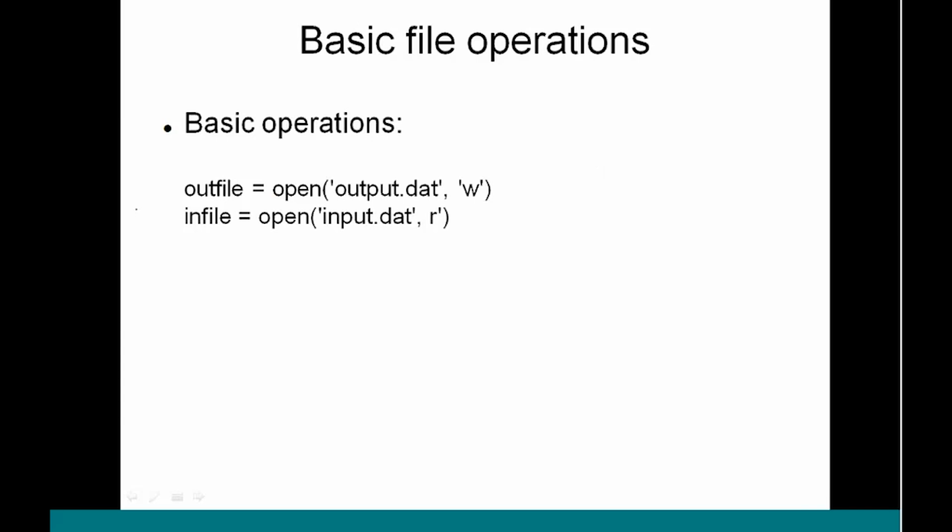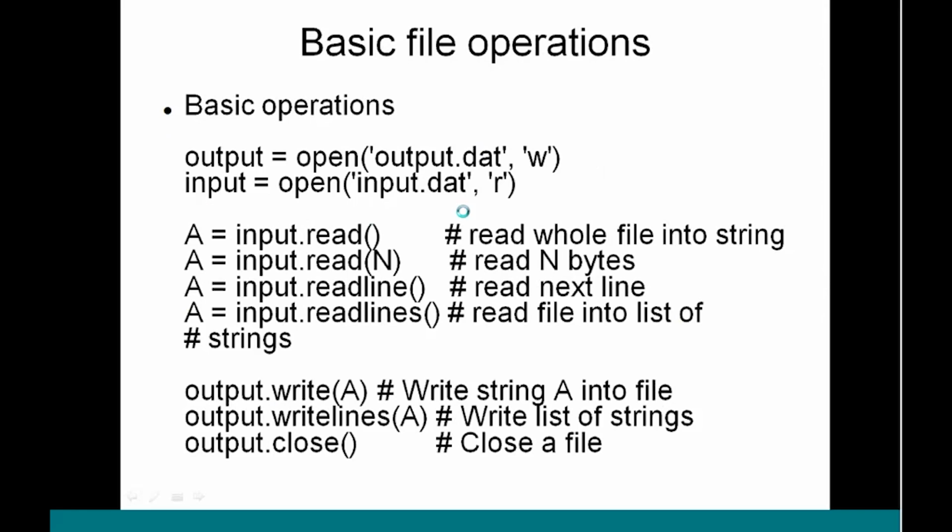So the basic operation is out file open out.dat with the write option, in file open input.dat with the read option. Simple stuff. We saw these kinds of things both in Tcl and Perl already. And then some of the basic operations. Once we open the file, we specify input.read, and that reads the whole file into a string. This we also saw in the previous examples.